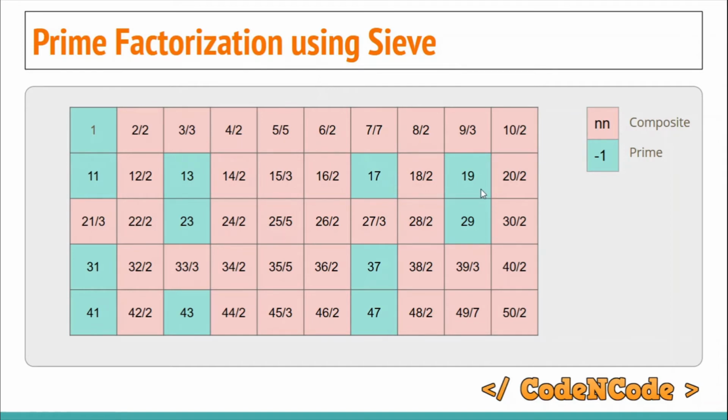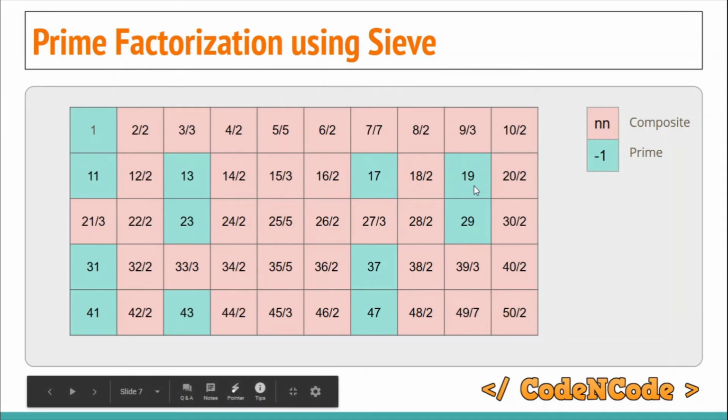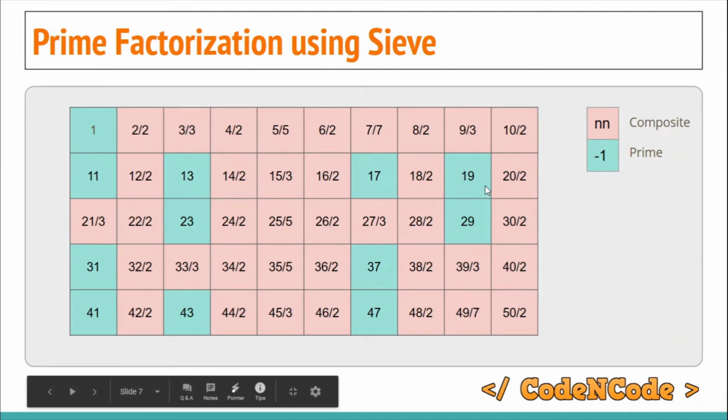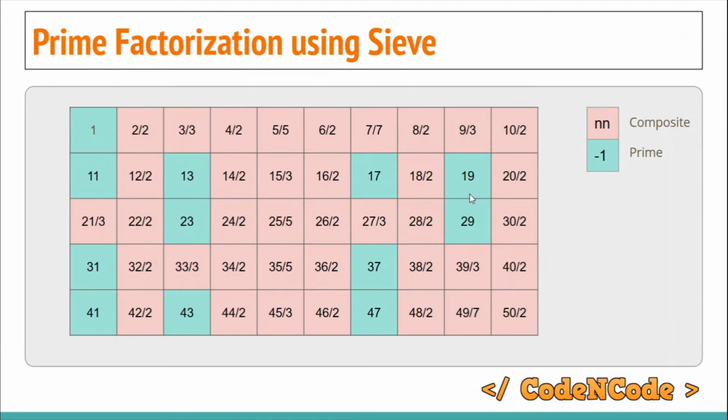If at index 19 we had -1, because you did not run the loop till n, then we would not be able to print the prime factorization of 19. So it is important to run the loop from 2 to n. If we run from 2 to n, then at index 19 we would have 19.